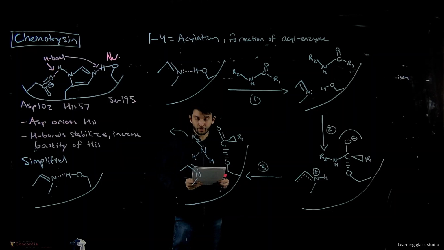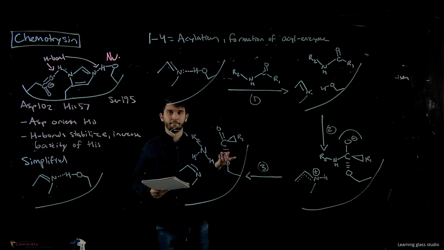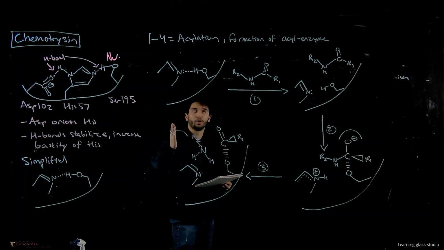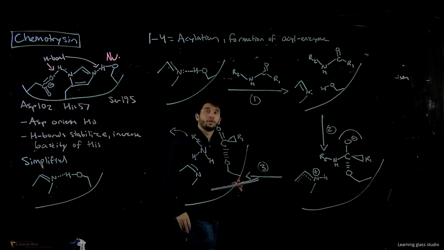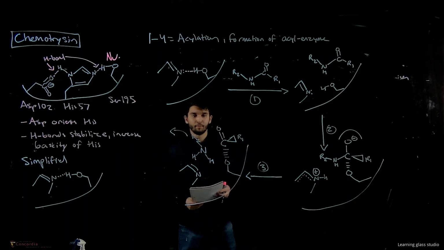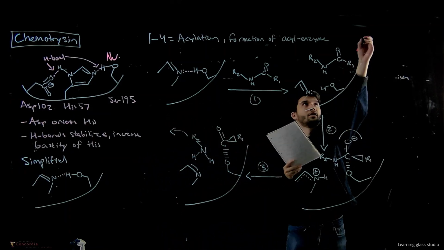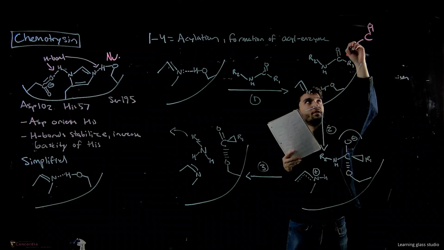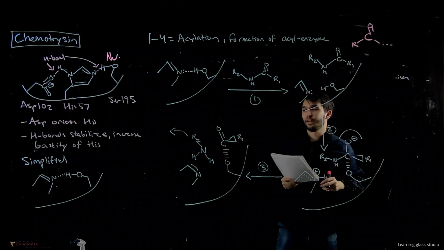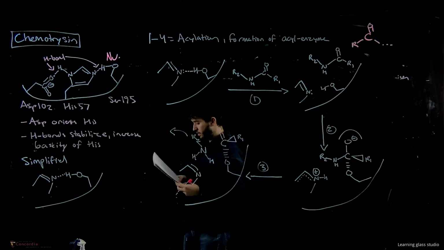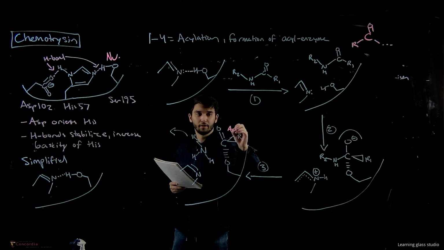Okay? So steps 1 to 4. Here I just show steps 1 to 3, because step 4 is just this leaving the active site. Though your textbook shows 8 steps. The first is acylation, the formation of the acyl enzyme. An acyl is essentially a carbon, oxygen, R group bound to something else. So here we have the carbonyl oxygen and R group bound to the oxygen, and this group right here is the acyl.